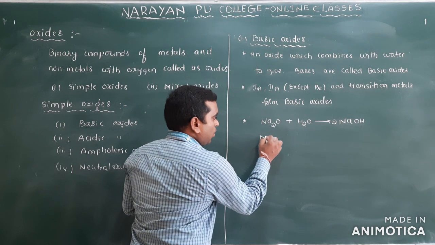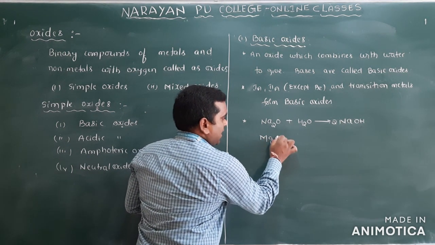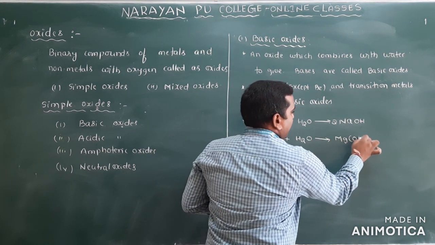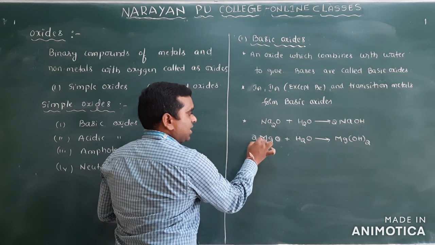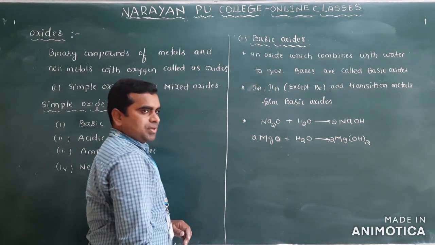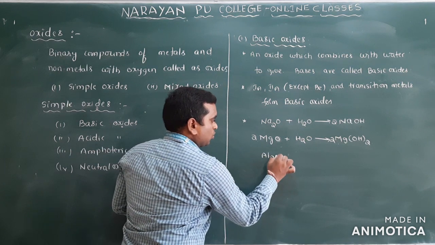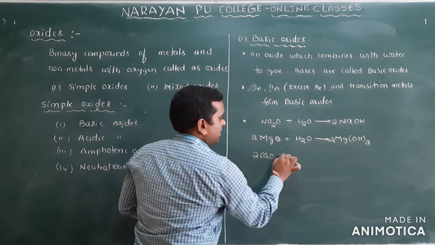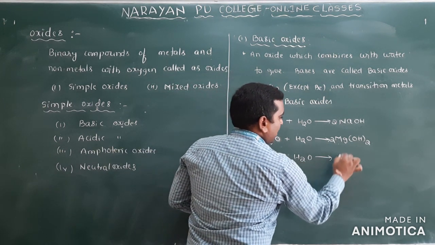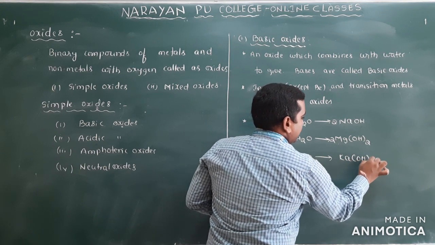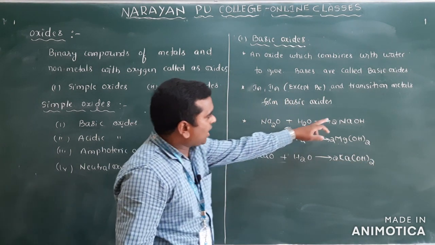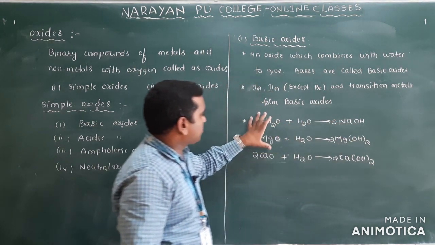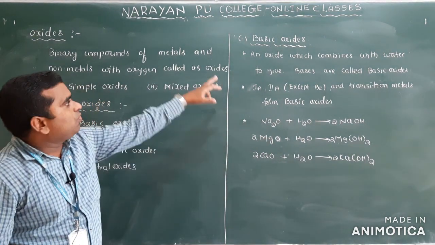In the same way, if you take magnesium oxide and dissolve it in water, you will get magnesium hydroxide, which is a base, 2 moles. And in the same way, calcium oxide plus H2O, you will get Ca(OH)2, and here 2 moles. So all these hydroxides are bases. These oxides, when dissolved in water, produce which one? Bases. So that's why we call these oxides basic oxides.